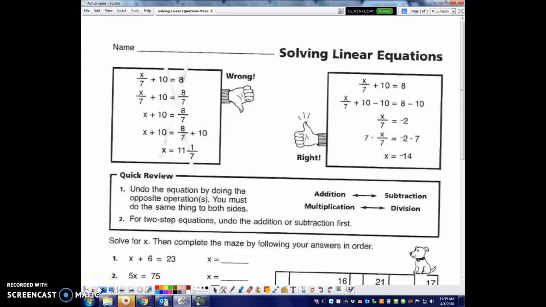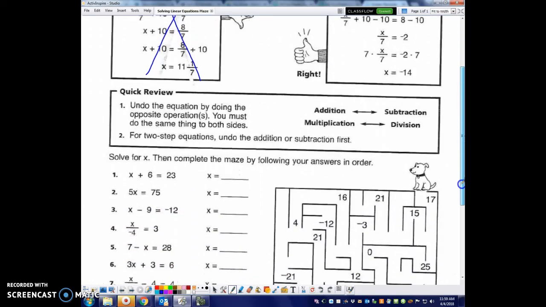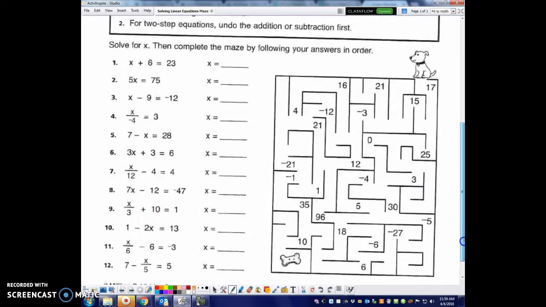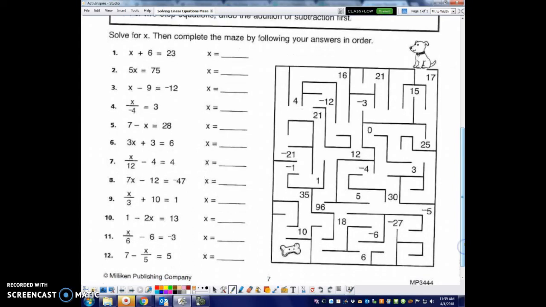Okay, so today we're looking at the TEK A5A, and that's solving linear equations, okay? So there are two examples here on how to solve. This one is wrong. This one's the right way, okay? So you're always doing the opposite. I'm just going to show you how you can do this in your calculator because we've already gone over how to solve, okay? So I'm going to show you how to do this with your calculator.